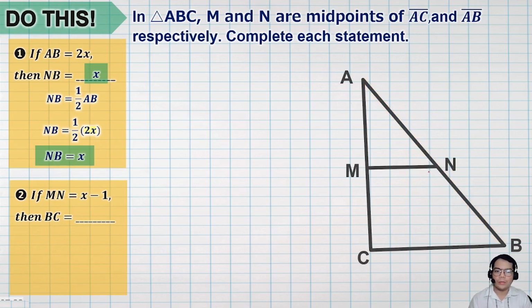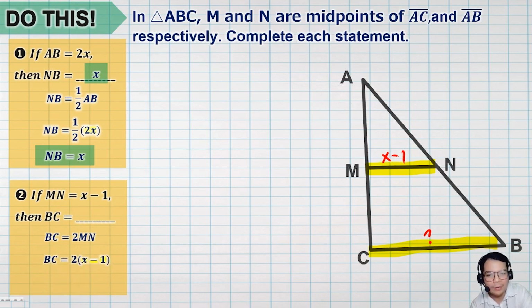If the measurement of line segment MN is going to be equal to x minus 1, what is the measurement of side BC? So ano daw yung sukat nito? Yan. So we know that the measurement of the midline is half the measurement of the third side. Or on the other hand, doble ng ating midline is equivalent to the third side of the triangle. Now, if the midline measures x minus 1, edi times 2 mo yun.